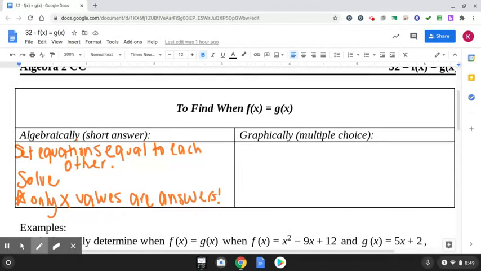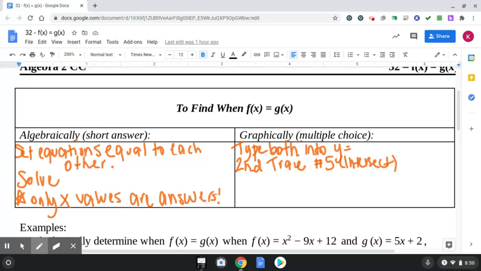To do this graphically, you would type both equations into y equals. So one's going to go into y1, the other's going to go into y2. Then you would press second, trace, and then option number 5 says intersect. After you press enter, it's going to come up as a cursor on the graph.